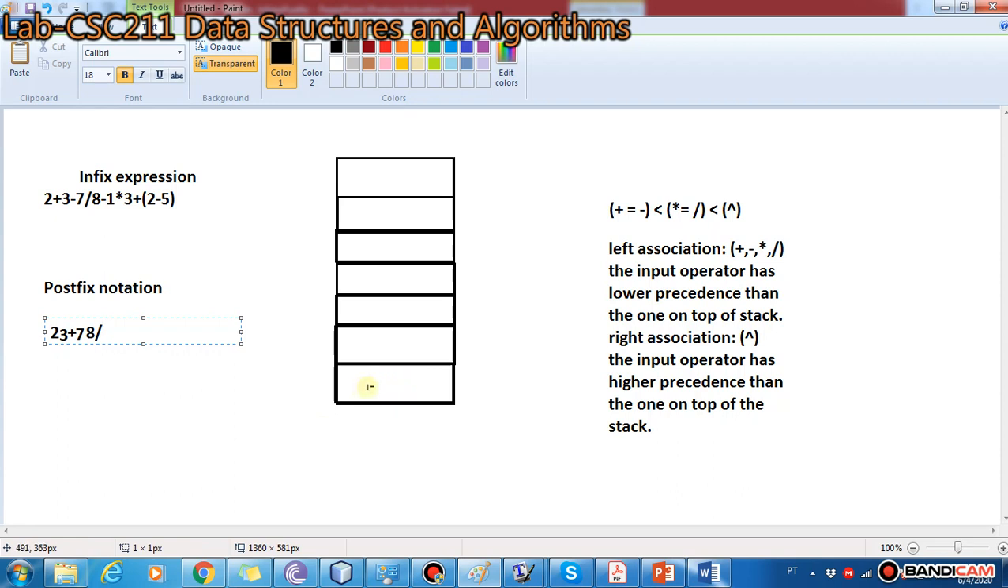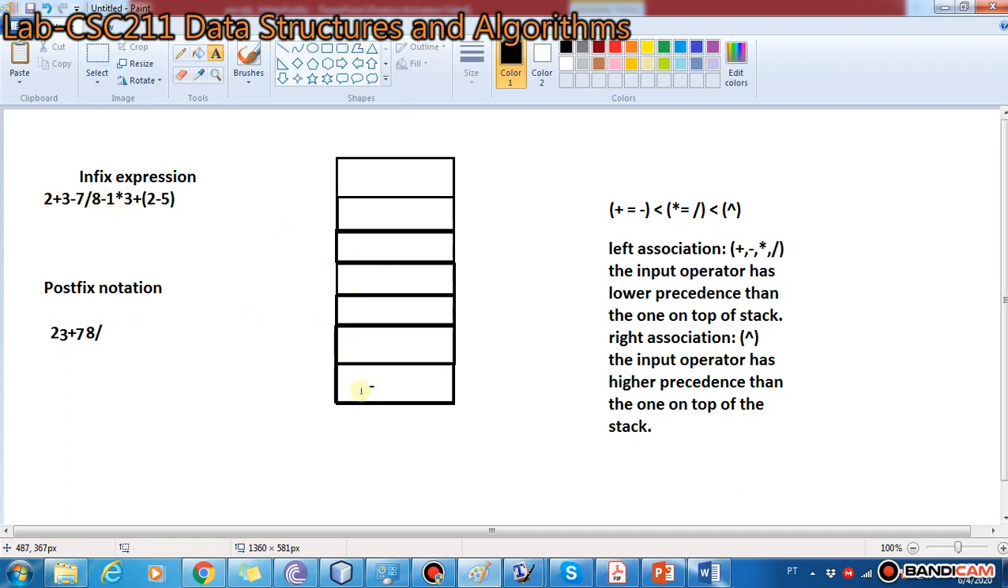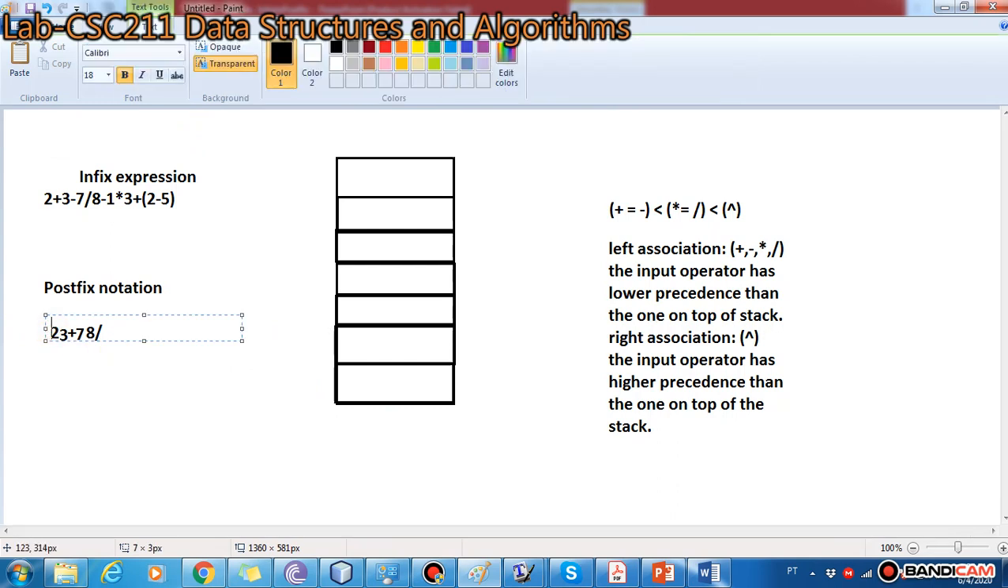Now the top of the stack is minus, and this minus from the input string and this minus on the top of the stack have the same precedence. So we will go to check for the associativity. It's a left association. Left association means the input operator is treated as having lower precedence. So it means that we will also pop this minus from here and attach it to the output string here, and then we will push this minus to the top of the stack here.